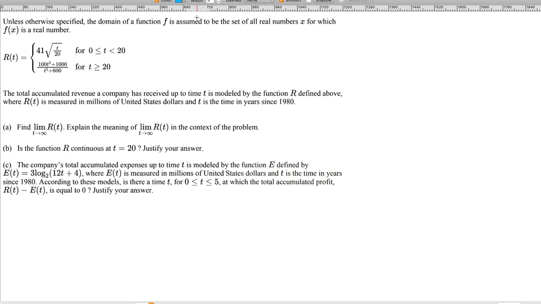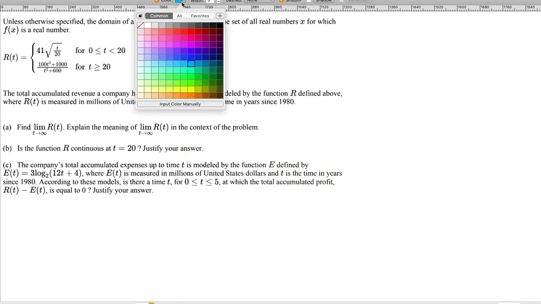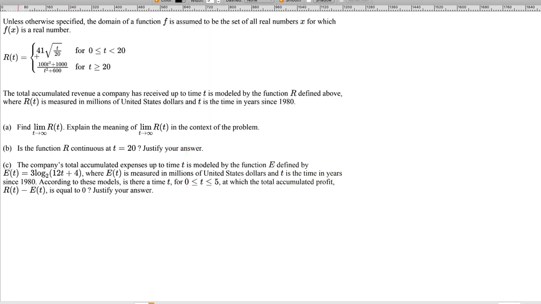Sort of like a real-world problem. Basically, it gives you this function. It's a piecewise function, defined in pieces, and it's talking about the total accumulated revenue of a given company. So this company makes however much money after t years. It's measured in millions of dollars, and this is the revenue function for the company.